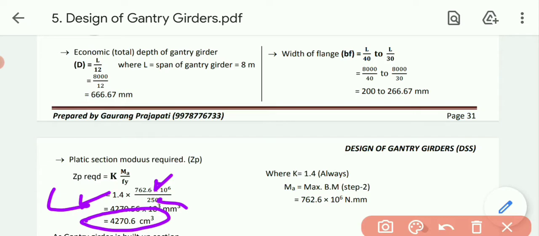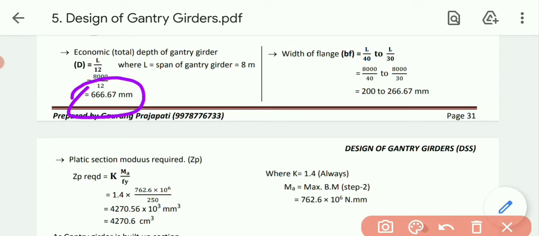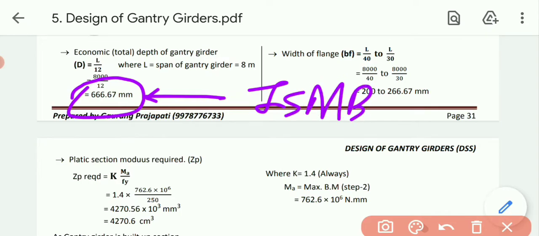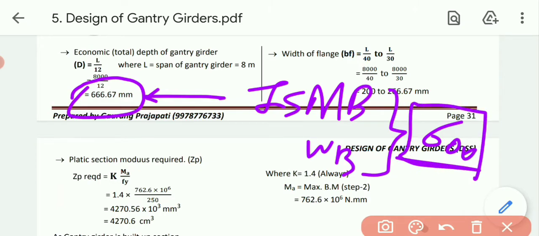So these are our requirement criteria. Now we know that the gantry girder is a built up section. If we want to take the rolled section, we cannot, because the maximum dimension of the beam is ISMB, or we can say ISWB, that is 600 mm. In the previous video I explained that even if we take the gantry girder as a rolled section, the check requirement criteria will never get satisfied. So ultimately we need to take a built up section as the gantry girder.